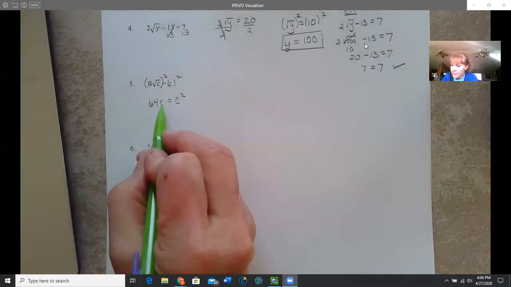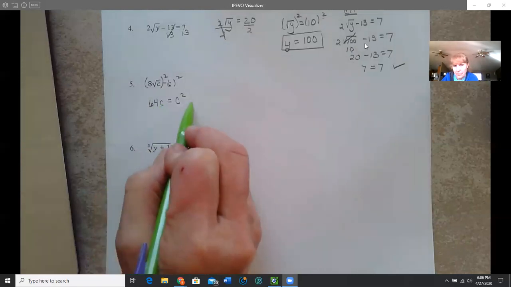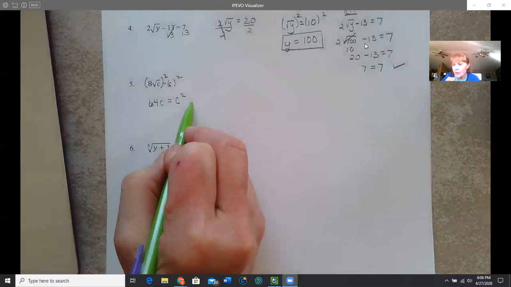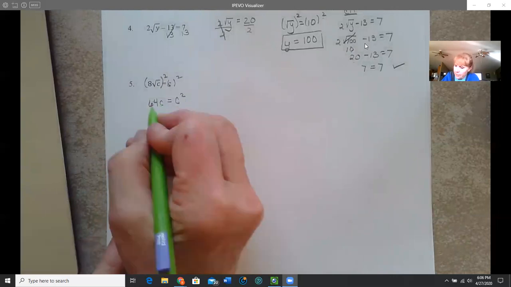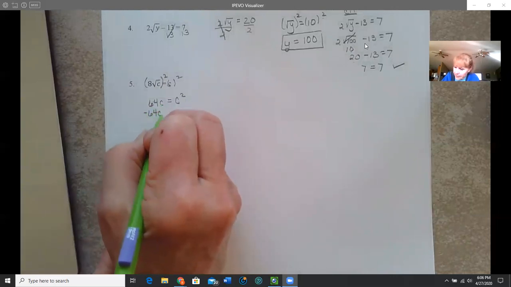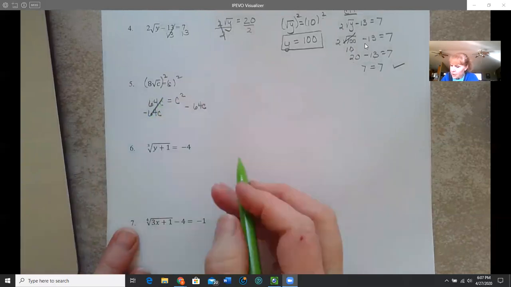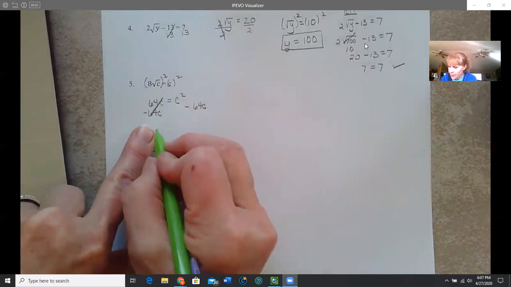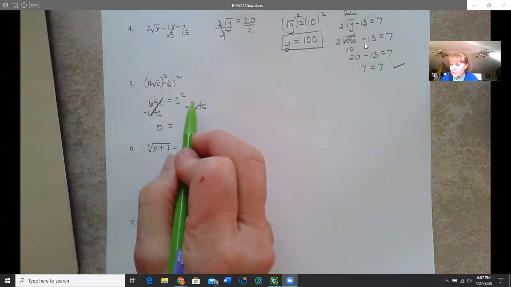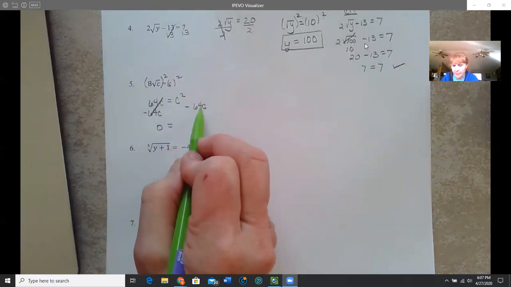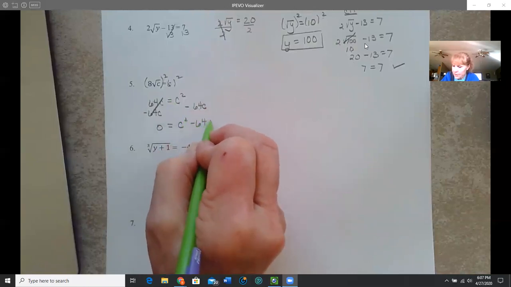So what we'll do is, setting it equal to 0, I'm going to move the 64c to the other side. And the reason is I want to keep my highest power positive. So I'm going to move this over, minus 64c. So on the left, I have a 0. Over here, hopefully by now you know that you cannot combine those. They need to stay separate. This is c squared minus 64c.